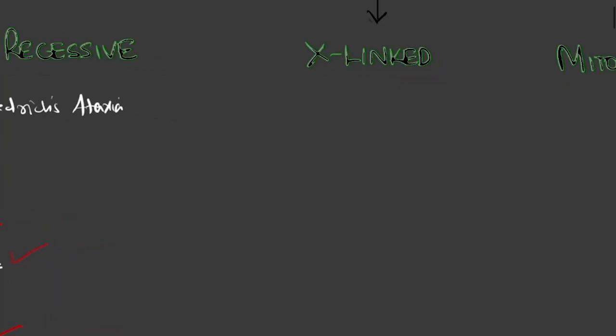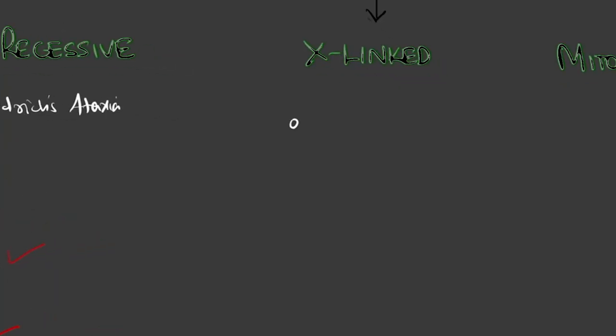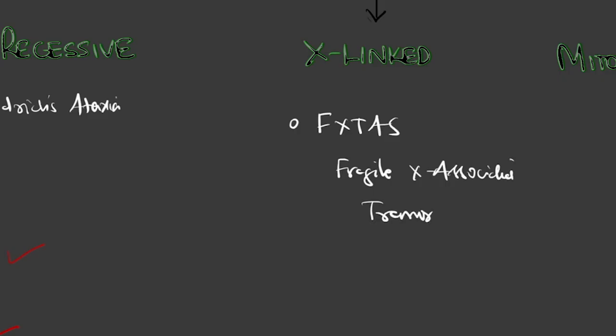Now let us see X-linked ones. X-linked ones classically include FXTAS. FXTAS means Fragile X associated tremor ataxia syndrome. So FXTAS stands for Fragile X associated tremor ataxia syndrome.